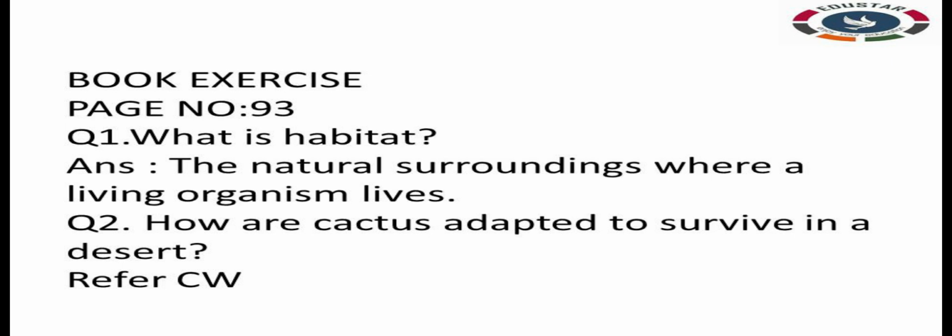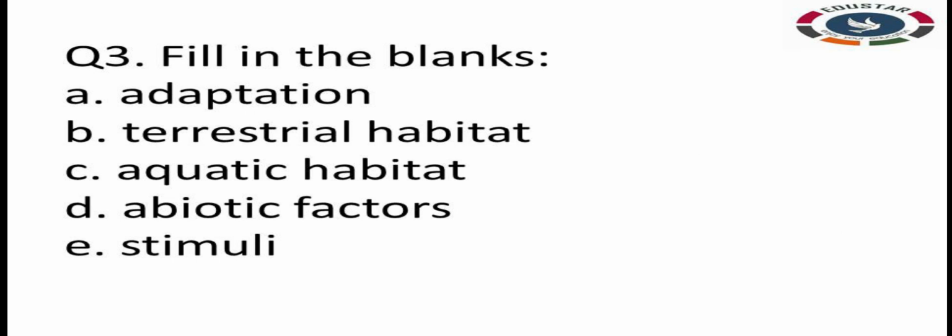Use pencil to write. Then second question, how are cactus adapted to survive in a desert? This question already you have written about the adaptation of desert plants in your classwork note. So you can write the same adaptation for this. So you can write refer CW. No need to write all the points here. Just write refer CW.